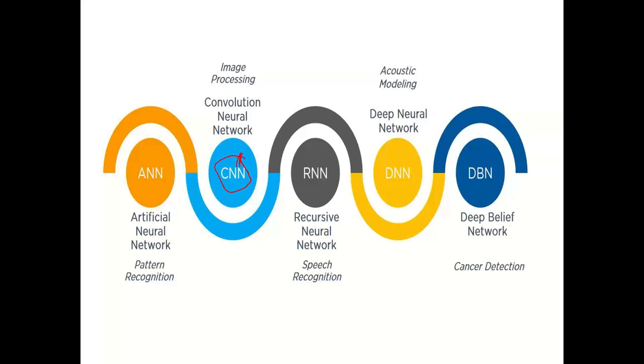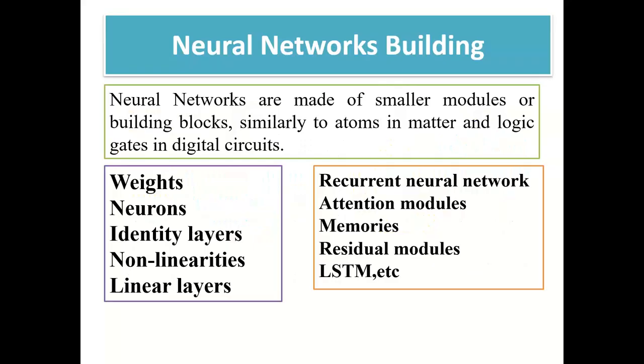Before understanding this, we already know some neural network building blocks. A neural network is made of smaller modules, our building blocks. We already know what the weights are, what the neurons are, what the identity layer means, the linear layer, non-linearity. We did the activation function. We already know some architectures, recurrent neural network and LSTM. So these are some basic building blocks.